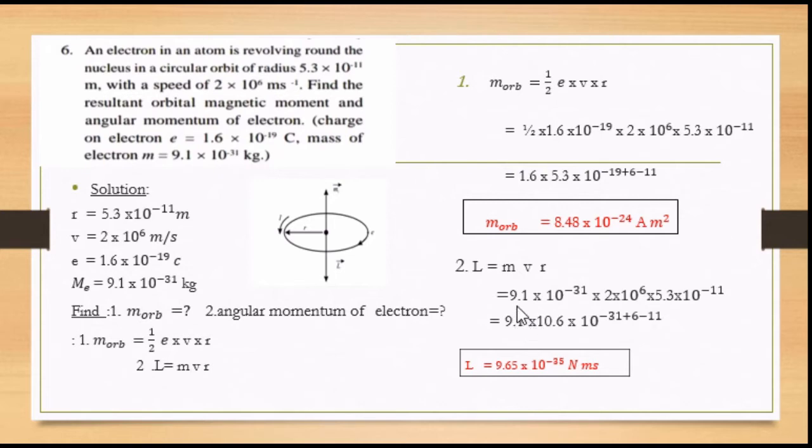Then 9.1 into 2 into 5.3. This 2 into 5.3 is 10.6, and this 9.1 is as it is. Then 10 raised to power -31, plus 6 and minus 11. So if you multiply this, we get the answer L is equal to 9.65 × 10^-35 Newton meter second.